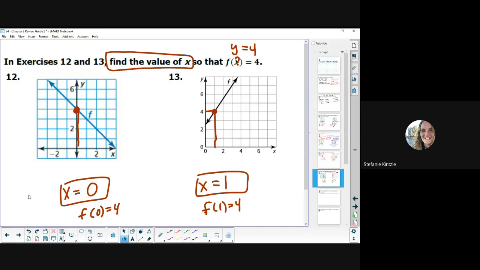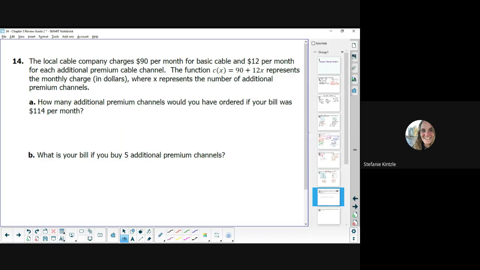All right, real life word problem. The local cable company charges $90 per month for basic cable. There's your 90. Plus $12 per month for each additional premium cable channel. Right? X represents the number of additional premium channels, and C of X is your monthly charge. So if you buy one additional premium channel, how much is that going to cost you? Well, $12 for one additional channel, so then you do 12 plus 90, which is 102.